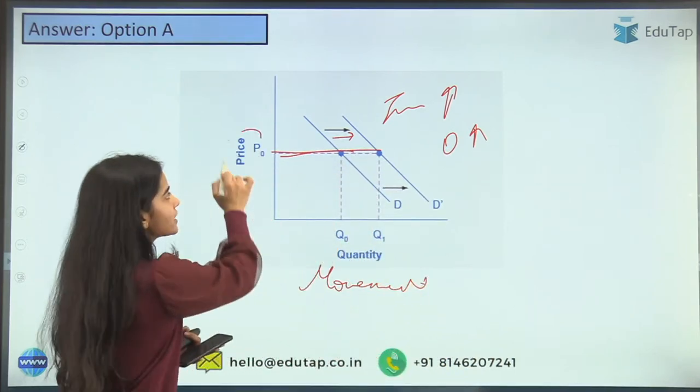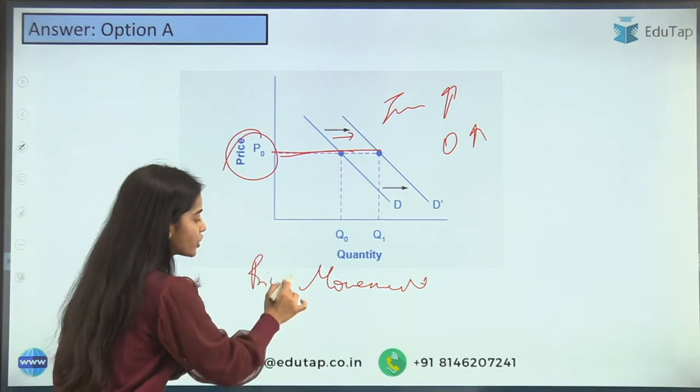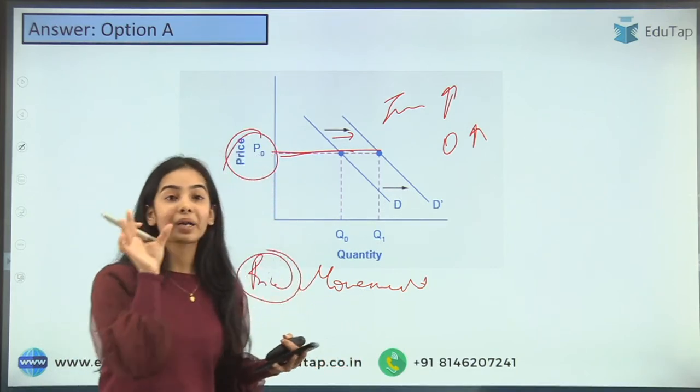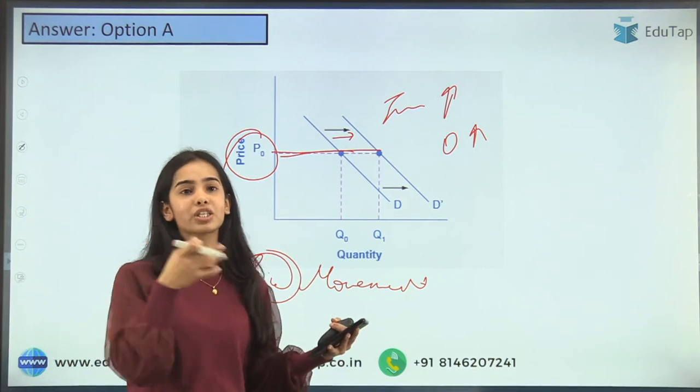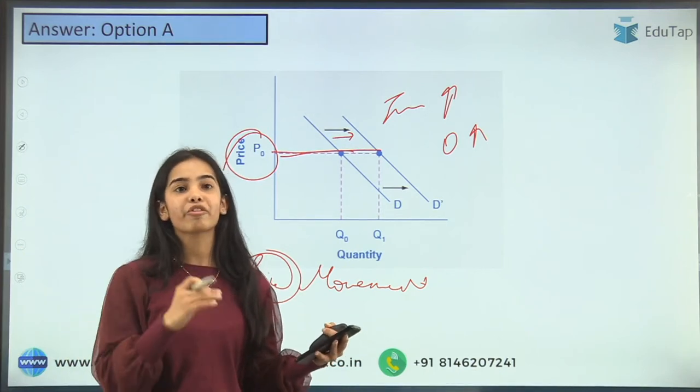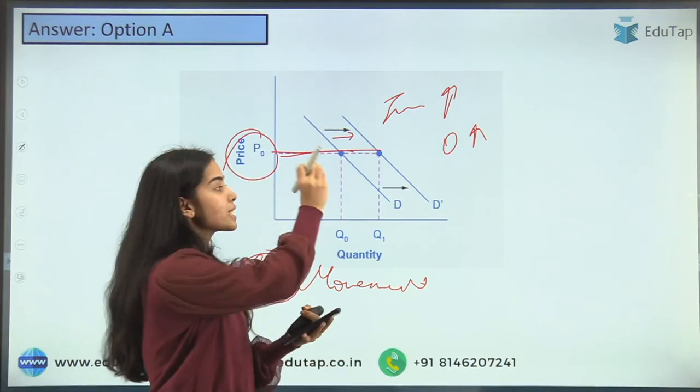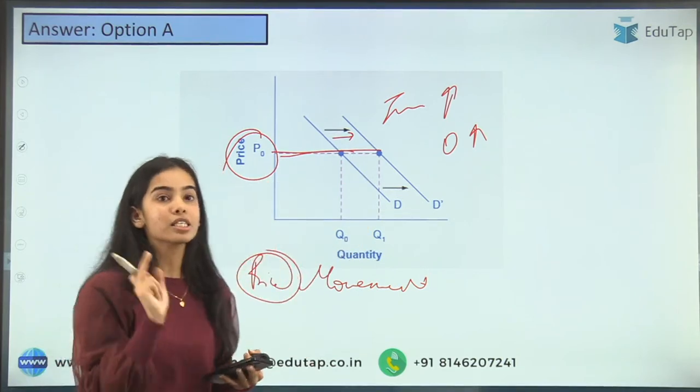The movement is when the price is changing. The shift is when the price is constant and everything else is changing, like income, like tastes and preferences and every other thing. So this is the shift, and the movement is when the price is changing.